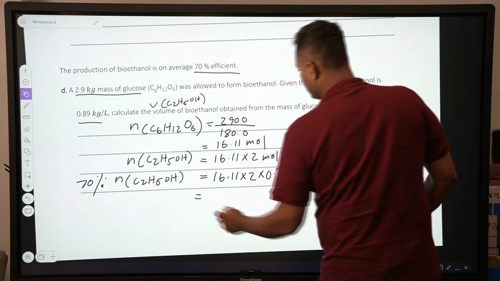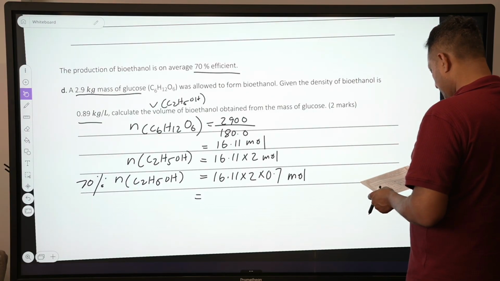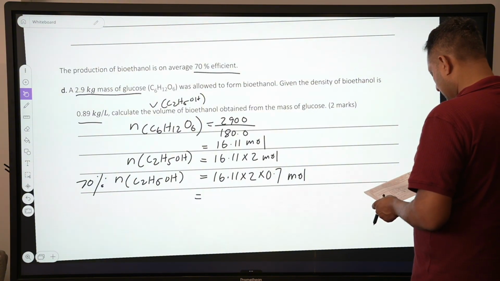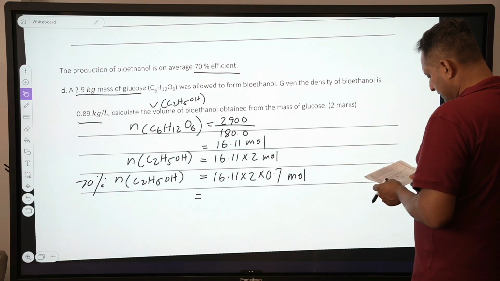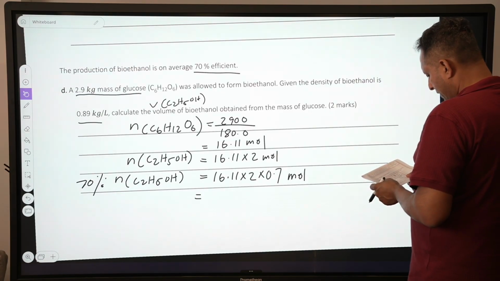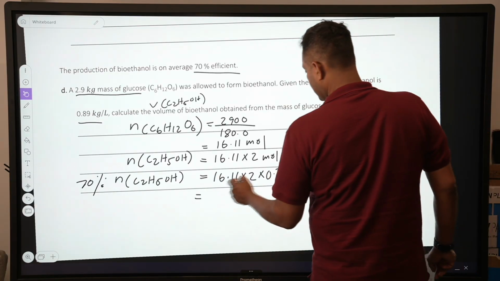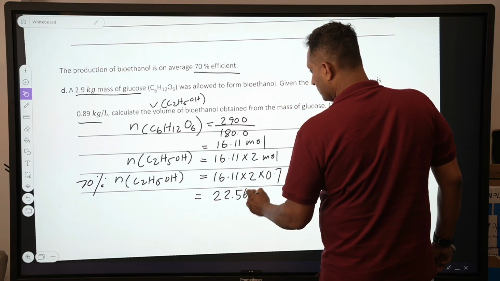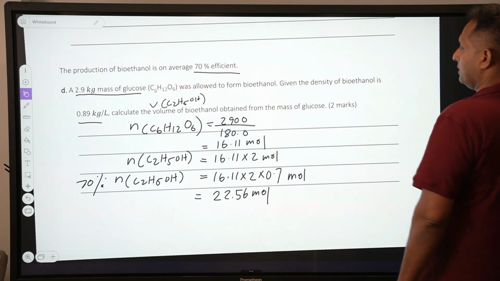Put those numbers into a calculator. I think you are going to get 22.56 mole. It makes sense. 22.56 moles of ethanol. Okay, that's the number of moles of ethanol.